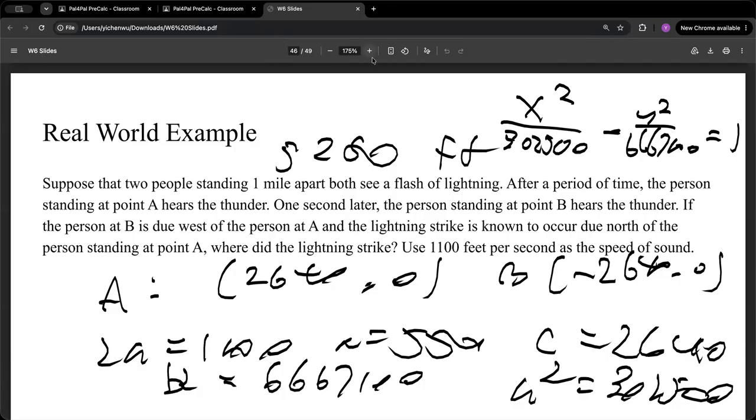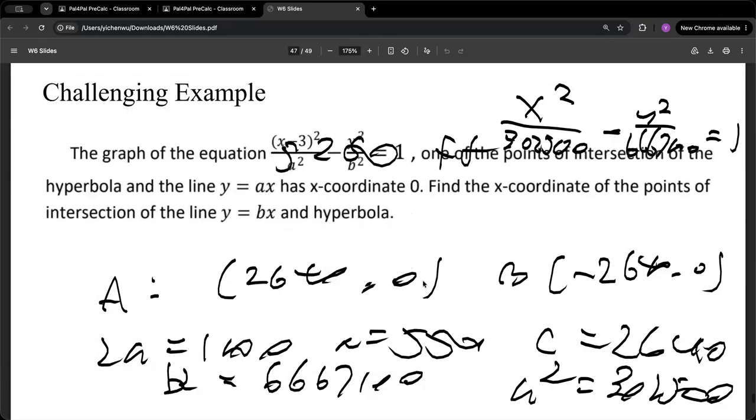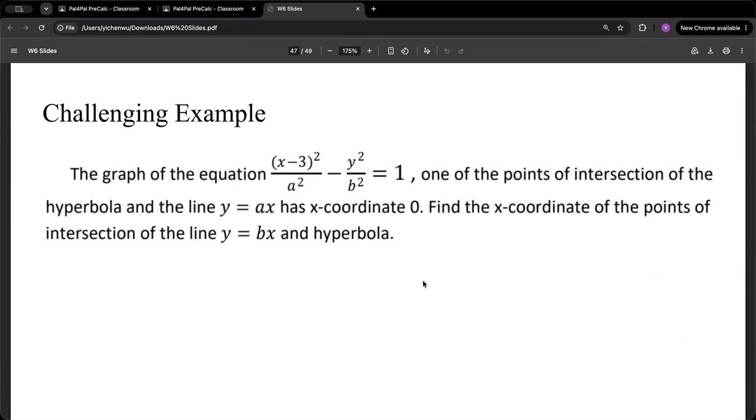Okay, any questions on this question? Okay, if not, we'll do one last challenge question. Since time's out, I'll just do it right now. The intersection point means that if the x-coordinate of y equals bx is 0, then y is also 0. So that means this passes through (0, 0).